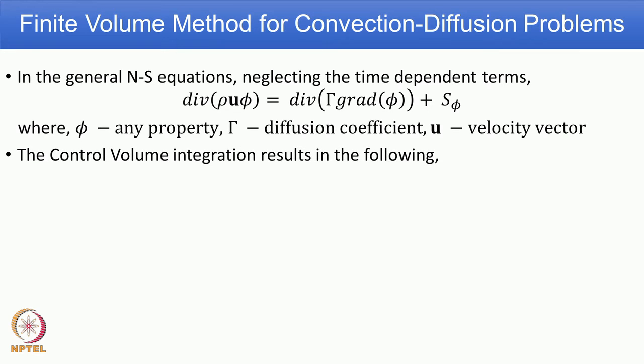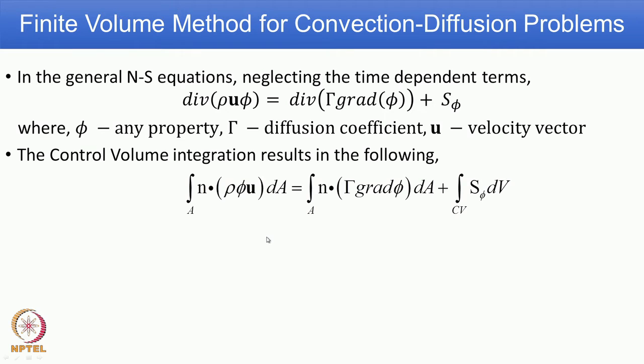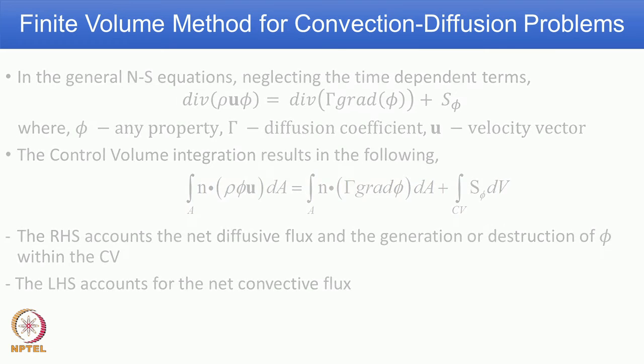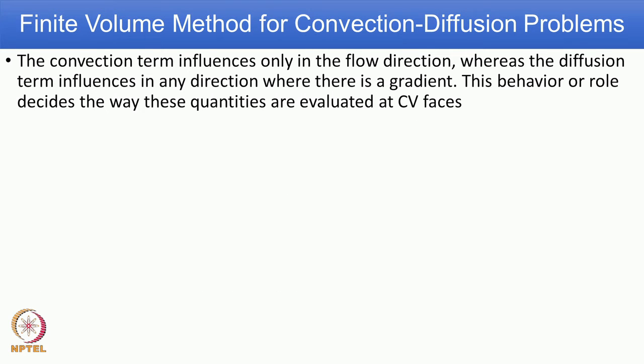Now, if you do the control volume integration for this equation, it will result in this form: integration over A of n dot rho phi u dA. So, this gives the convective flux, equal to diffusion on the right hand side plus the source term, the second term on the right hand side. So, the RHS accounts for the net diffusive flux and the generation or the dissipation of phi. The LHS accounts for the net convective flux. We should know how to convert the volume integral into a surface integral.